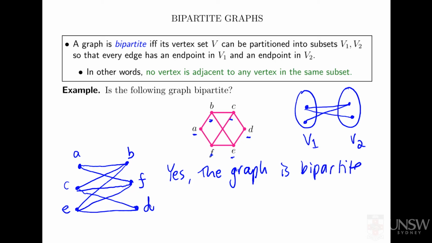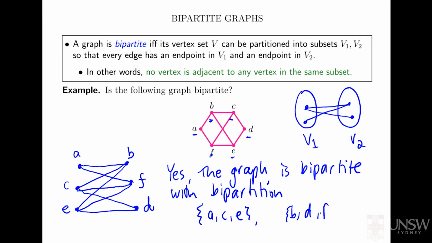Bipartite means 2 parts, right? Bipartite with bipartition, and you write A, C, E, B, D, F. Okay.